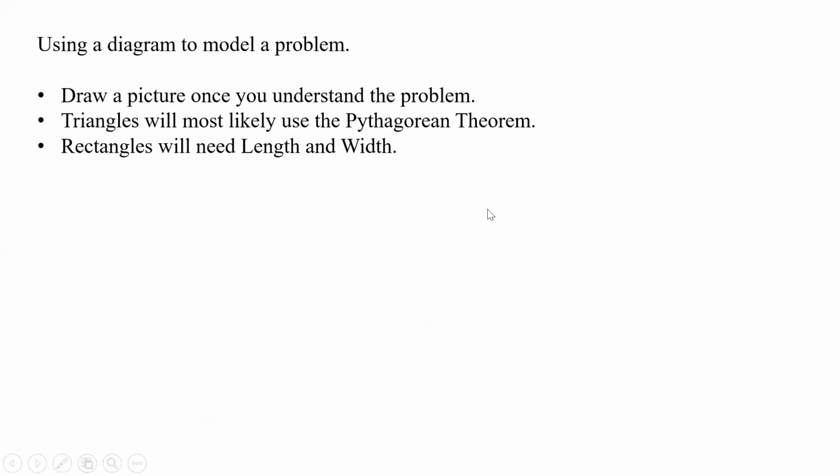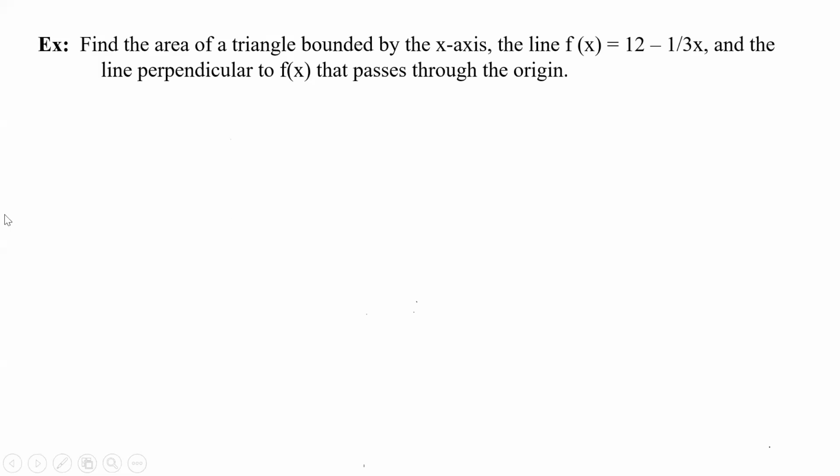And so let's first look at this one here where we have find the area of a triangle. So this one, we're not using the Pythagorean theorem, but remember, area of a triangle is 1/2 base times height. So that's what we're going to use for our equation here, but we're going to have a lot of other stuff to do first, I think. Bounded by the x-axis, the line f of x equals 12 minus 1/3 x, and the line perpendicular to f of x that passes through the origin. All right, so what all does this mean?